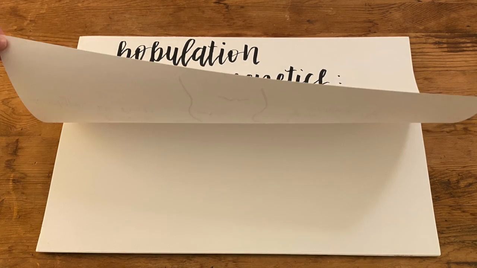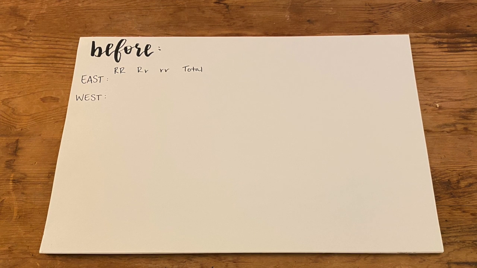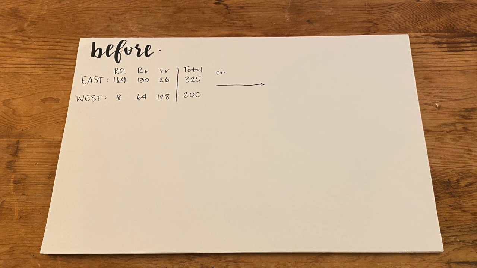Before migration occurs, both populations are in Hardy-Weinberg equilibrium, with the east bank having 325 lizards and the west bank having 200. We can easily find the genotype frequencies within the populations by dividing the individual genotype population by the total population, resulting in the genotype frequencies here on the right.